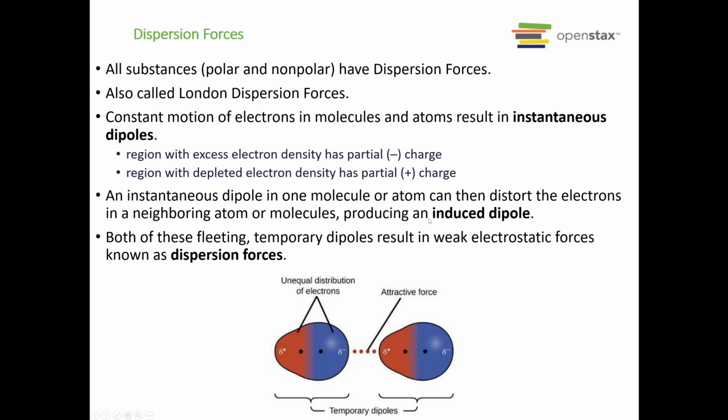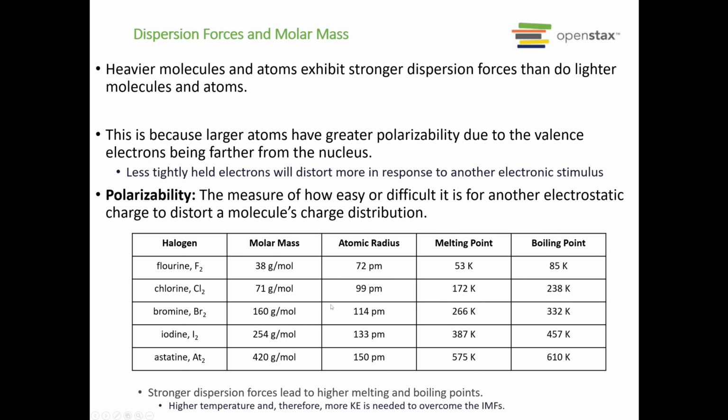Think about two snow globes hitting each other. Temporary movement of the electrons creates a temporary charge differential, a temporary dipole, and then eventually over time, what happens to a snow globe? All the snow settles. And then you go back to your nonpolar ways. So this is called a dispersion force.